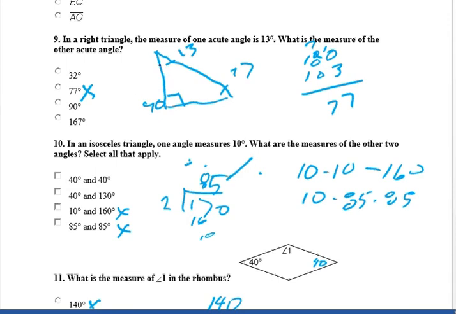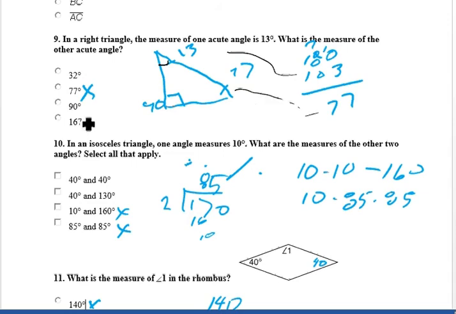And so I have 90 plus 13, and that's where I came up with this 103. And I know all 3 angles equal 180. So 180 minus 103 gives me 77. So this angle had to be 77. And we're on to number 10.